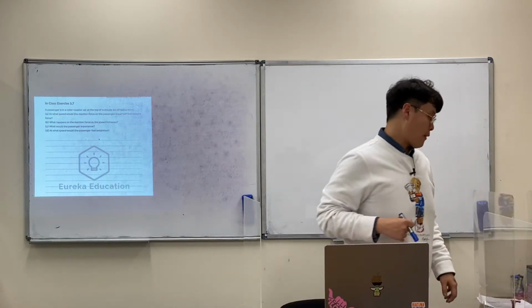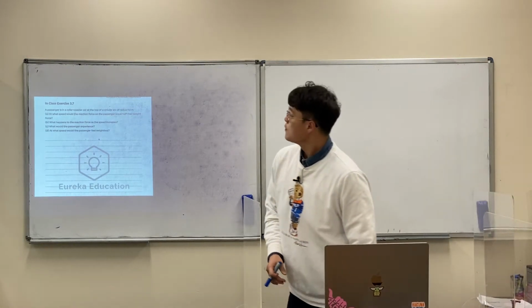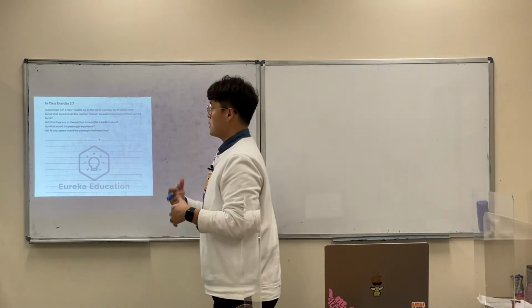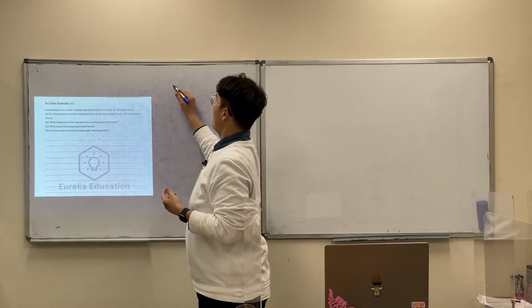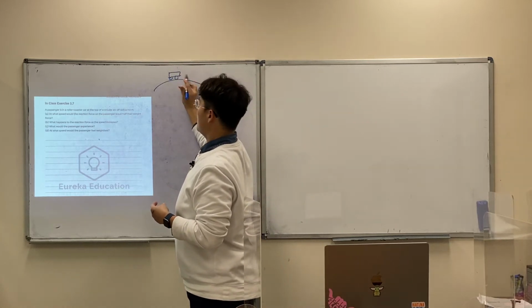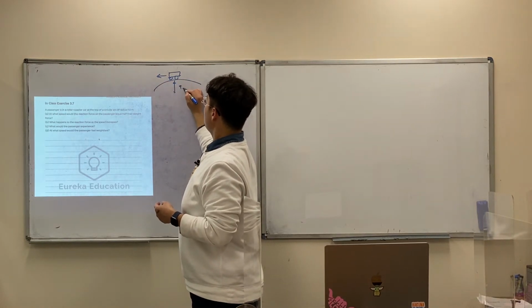All right, let's have a look at question 3.7 first. A passenger is in a roller coaster car at the top of a circular arc of radius 9 meters. So you have to think about the situation where the roller coaster is at the top, moving forward, and the radius is given as 9 meters.